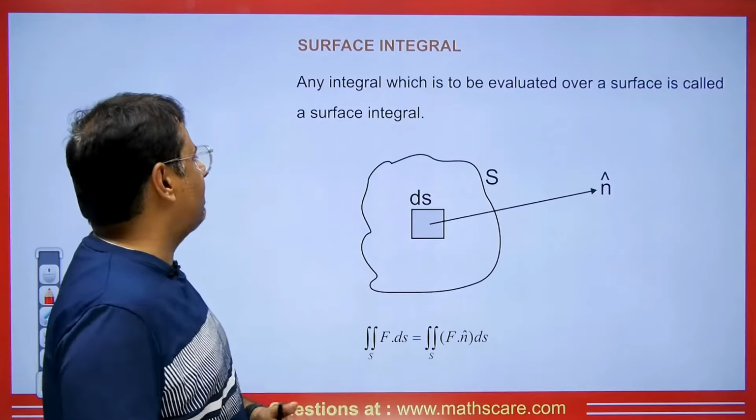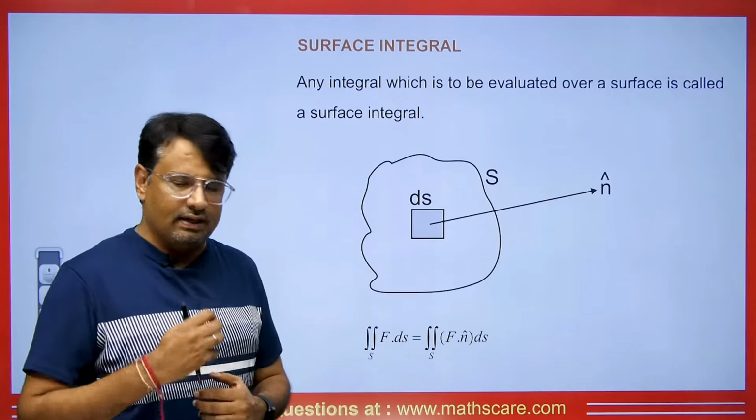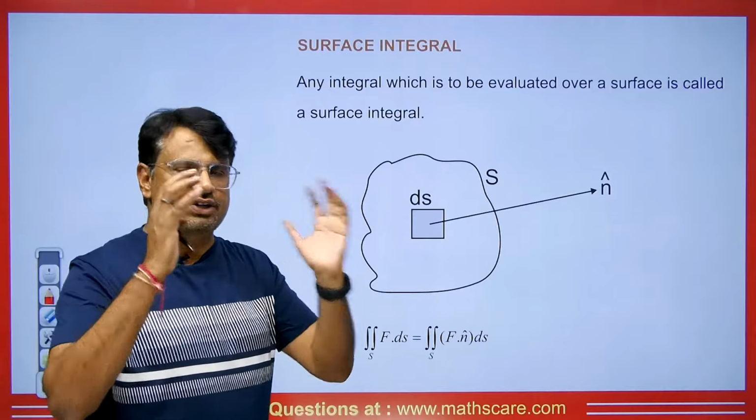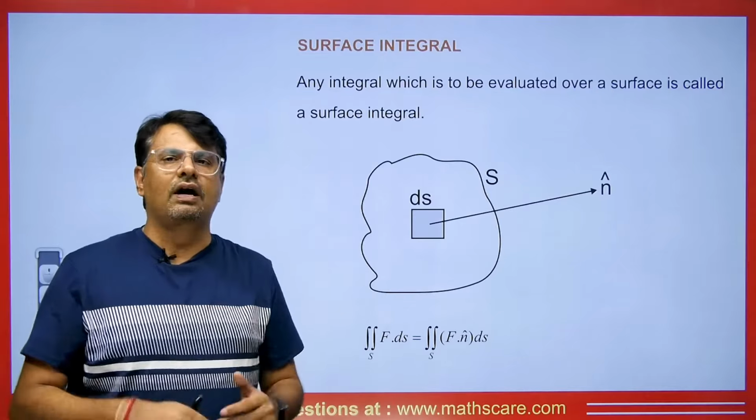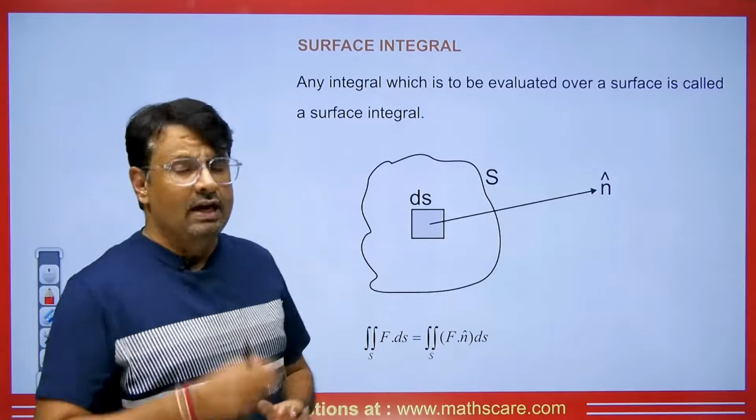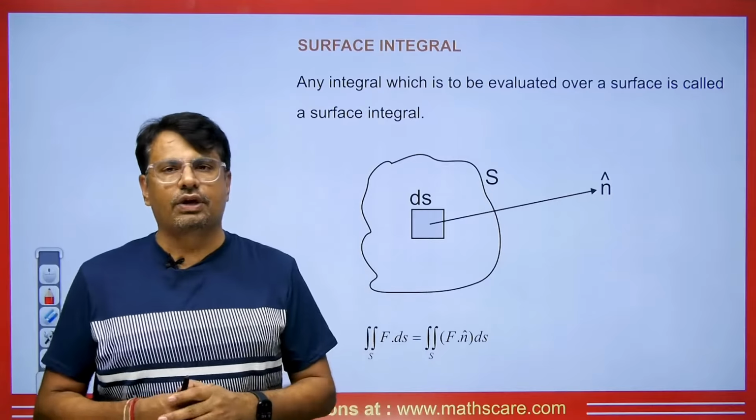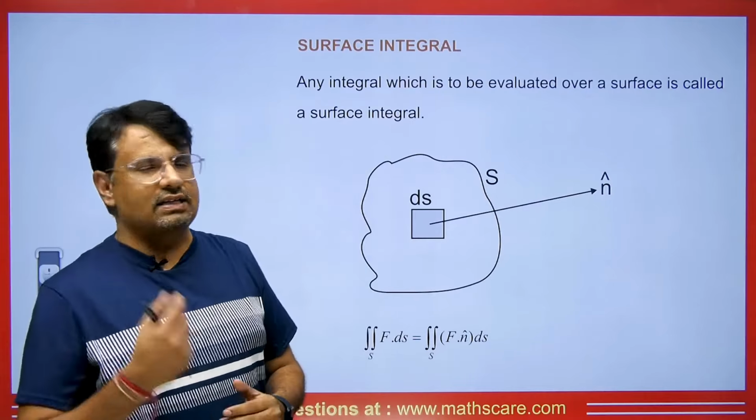Let's discuss surface integrals. Any integral which is to be evaluated over a surface is called a surface integral. If we need to integrate a function over any surface, there we use the surface integral. For example, let's say we have this surface. Here we have the concept of a unit normal vector, which I uploaded in a previous video, where you can see how we calculate it.